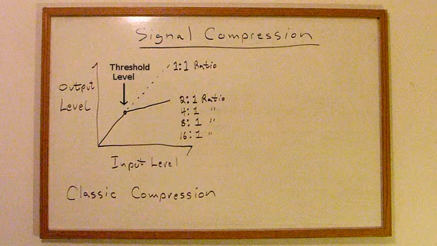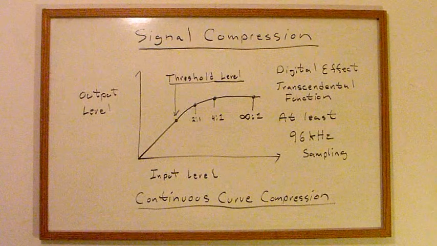I want to keep it light in this, so that's all I'm going to say about the classic compression scheme here, except that the compression ratio could be anything. Once you get up to a compression ratio of about 16-to-1, the effect stops being considered a compressor and starts being considered a limiter. So the division between a compressor and a limiter is the compression ratio used.